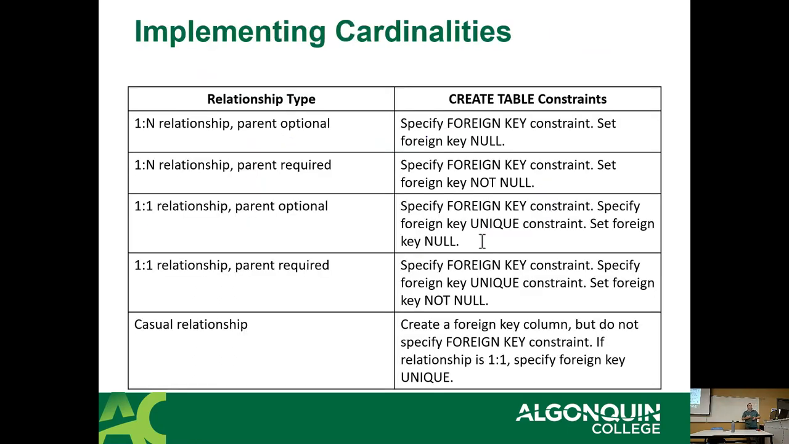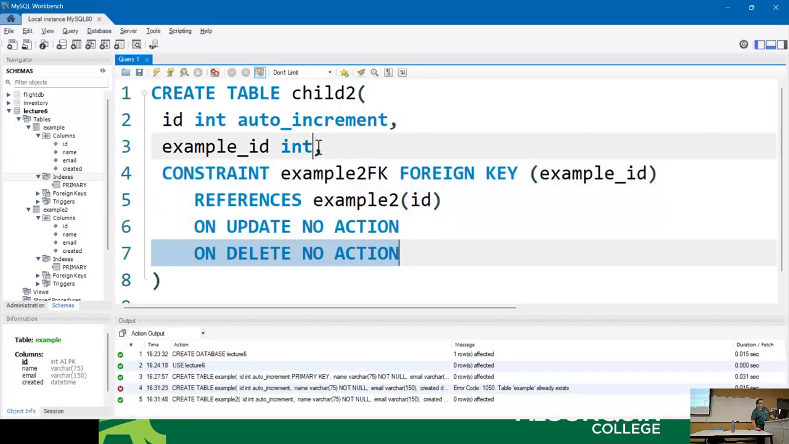Okay, so when you're doing the cardinalities, you essentially have a few different situations, right? Where you have parent optional, parent required. So essentially on the foreign key, to make it required, you'd mark it as not null. So here we'd go not null. That means that the parent is required when you create the child. If it was null, the parent is optional. That means that you could create the child record and then later populate the value in that field.